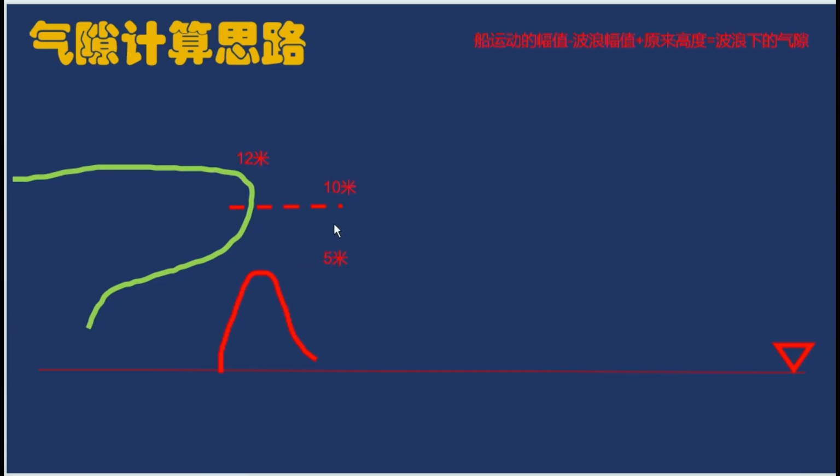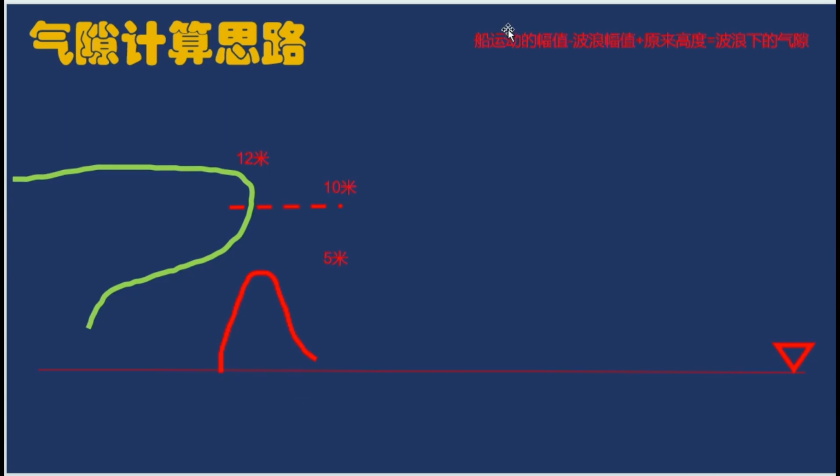Now let's look at the movement of the ship. Originally, it moved from the 10-meter position to the 12-meter position. So the amplitude of the ship's movement is 2 meters. As for the wave, its original height was at sea level, which we consider as 0 since it has no height. Now, as it moves, the wave's surface rises by 5 meters. So the amplitude of the wave is 5 meters.